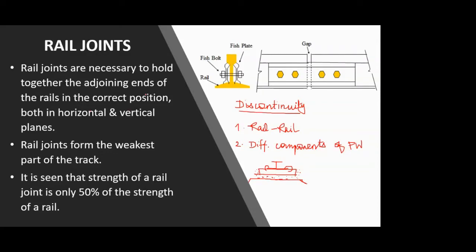Rail joints are components or aspects which are necessary to hold together the adjoining rails or ends of the rail in the vertical and horizontal plane. In rail joints, what we'll be seeing mainly is the first type of discontinuity, that is the rail to rail discontinuity, and how we can make it continuous. Obviously we have two different rails. So in order to join those two different rails, what can be done? One of the things that we have studied in the last unit is the concept of fish plate and fish bolt, if you just recall it.